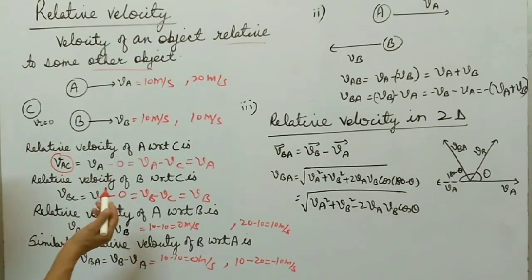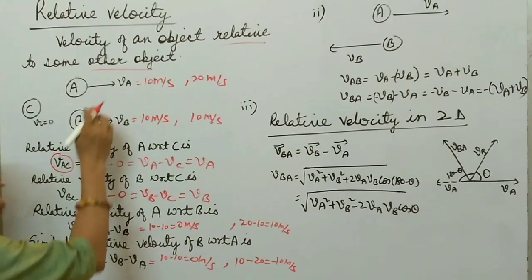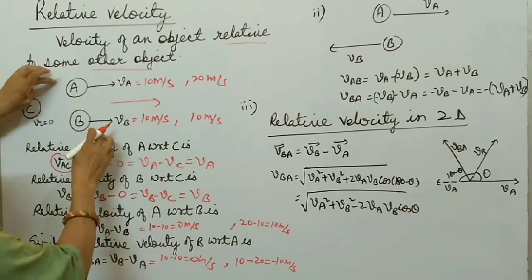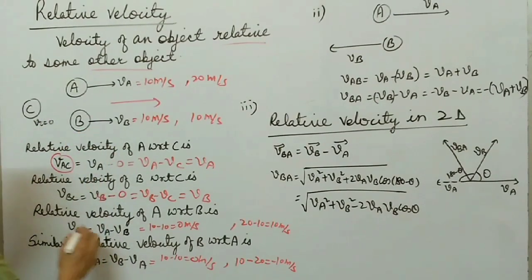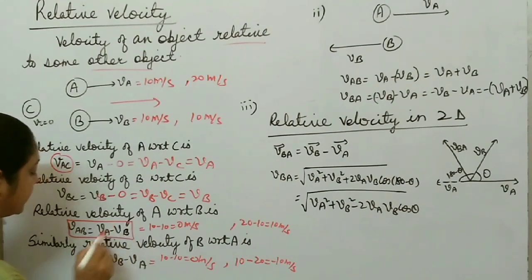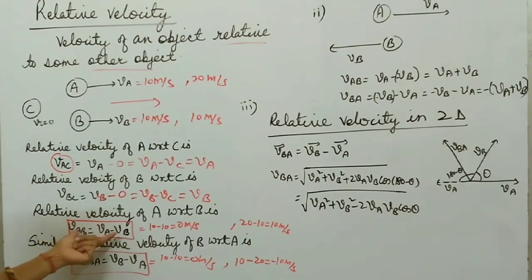So one thing is clear: here the two persons are moving in the same direction. When two objects are moving in the same direction, the relative velocity of one object with respect to the other is always the difference between the velocities of the two objects. Now what is the physical meaning of this one? VAB.